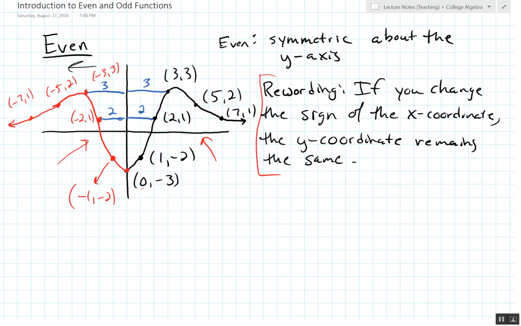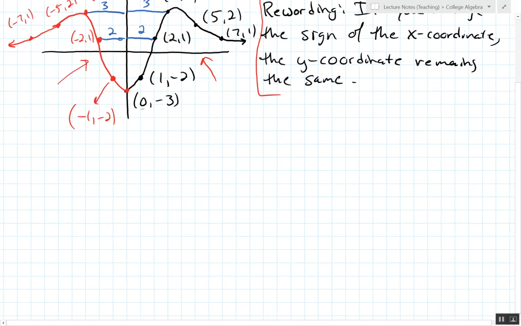But what does this mean in algebraic terms? What this means for evenness is that, remember, the negative sign is what we use to change signs. So if we take f and evaluate it at the opposite sign, at negative x, we should get the same thing as if we took f and evaluated it at x. So this is the definition of even.